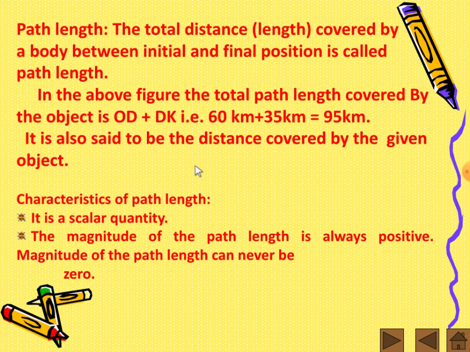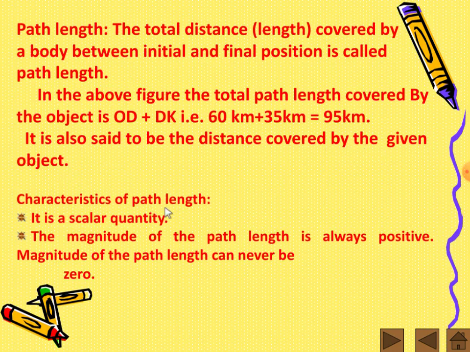Got it? As I said in the previous diagram, the total path length covered by the object is OD, that means O is the initial position, D is Delhi, then plus Delhi to Kolkata. So OD is 60 and Kolkata is at 25. So 60 minus 25 will be 35. So the length of the path moved from Delhi to Kolkata is 35 kilometer. So 60 plus 35 is 95. It is said to be the distance covered by the given object.